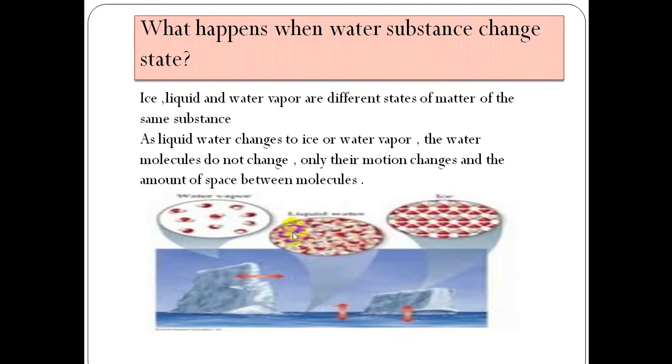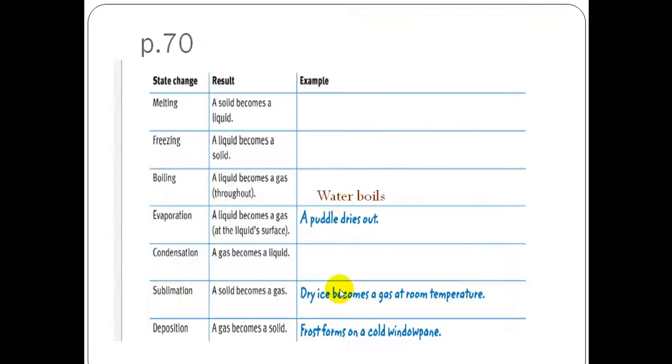So what happens when liquid changes to gas? Liquid changes to gas by boiling or evaporation. The liquid changes to water vapor, and in this case we give more energy to the liquid water to change into gas. Okay, let's solve together the questions here.